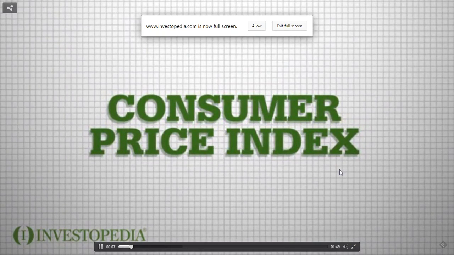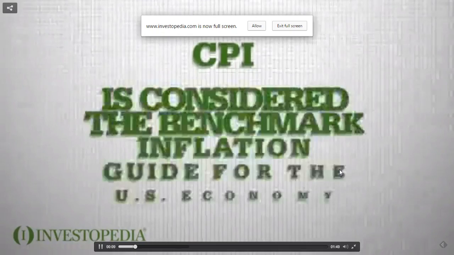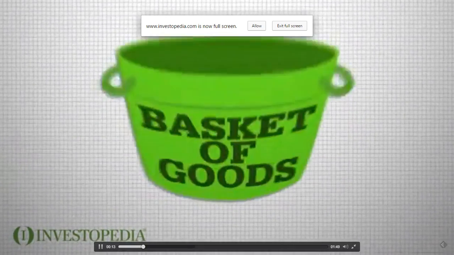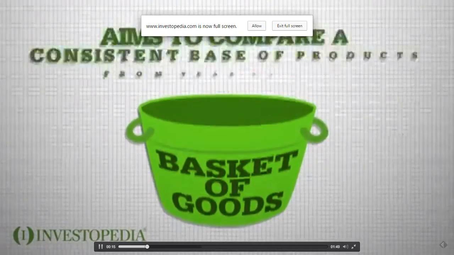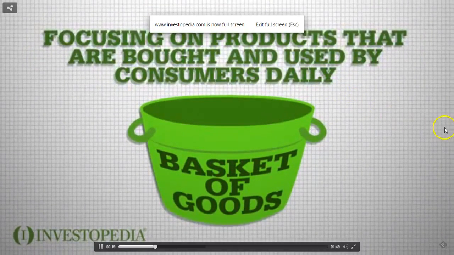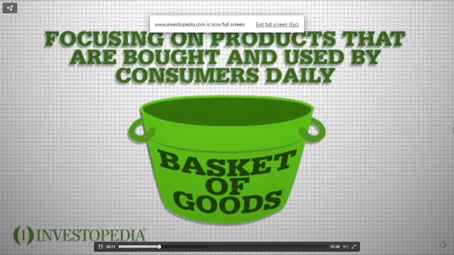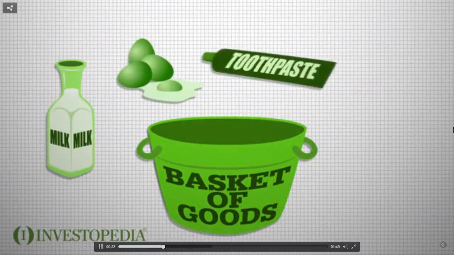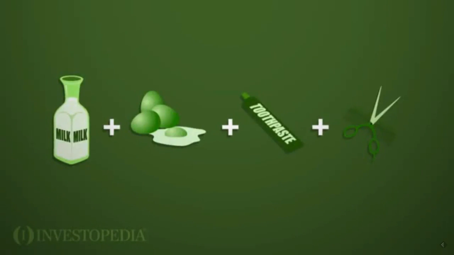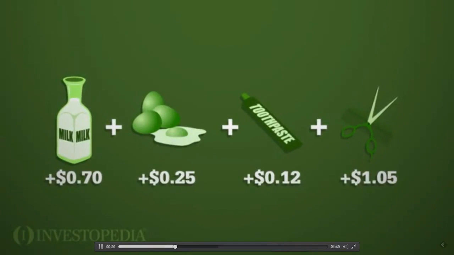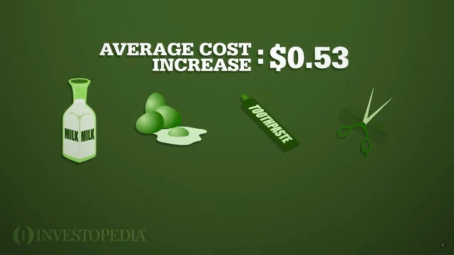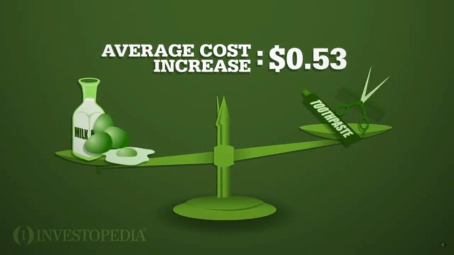The Consumer Price Index, or CPI, is considered the benchmark inflation guide for the U.S. economy. It uses a basket of goods approach that aims to compare a consistent base of products from year to year, focusing on products that are bought and used by consumers daily. The price of your milk, eggs, toothpaste, and haircut are all captured in the CPI. The CPI is calculated by taking price changes for each item in the preset basket of goods and averaging them, with the goods being weighted according to their importance.